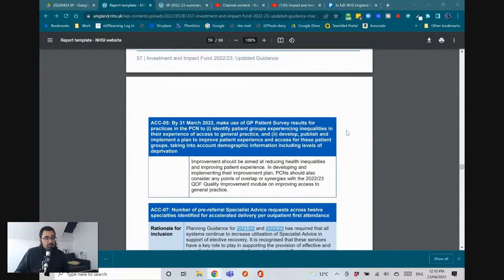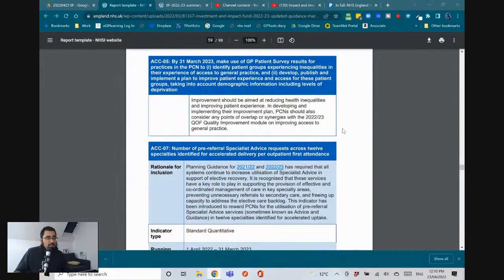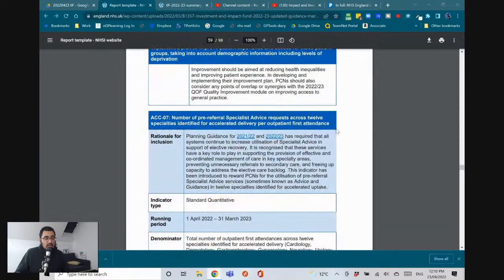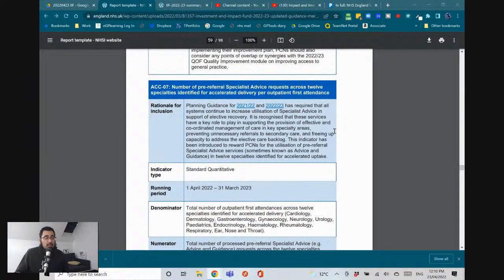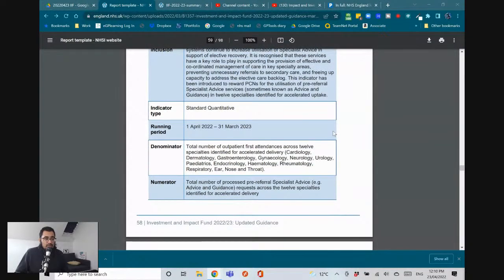ACC05 by 31st of March, make use of the patient. Sorry, that's the same one. ACC07 is then the number of pre-referrals, specialist advice requests made across 12 specialities identified for accelerated delivery of first outpatient attendance. This is basically Choose and Book advice and guidance. It's a standard quantitative criteria for this financial year. Again, this is a really useful one to potentially look at getting some searches created within your referral teams. The 12 specialities identified for accelerated delivery are cardiology, dermatology, gastroenterology, gynecology, neurology, urology, pediatrics, endocrinology, hematology, rheumatology, respiratory, and ENT.